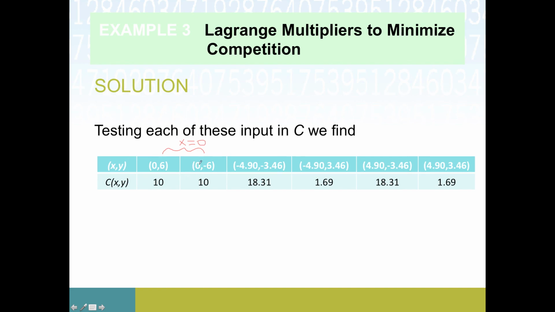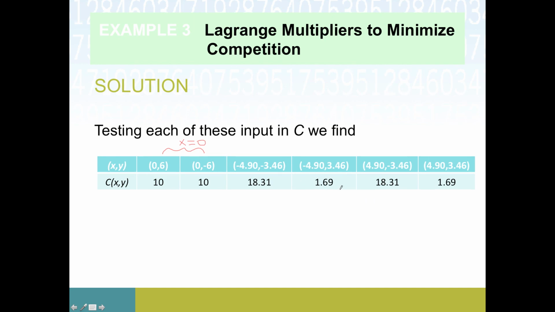Spoiler alert, that's because our competition function had a y squared in it. So if you square a number and it's negative, you're going to get the same result. So all these ones, this negative 3.46 and positive 3.46, with the exact same x values. And here's negative 0.49, and we've got a repetition between these 2.